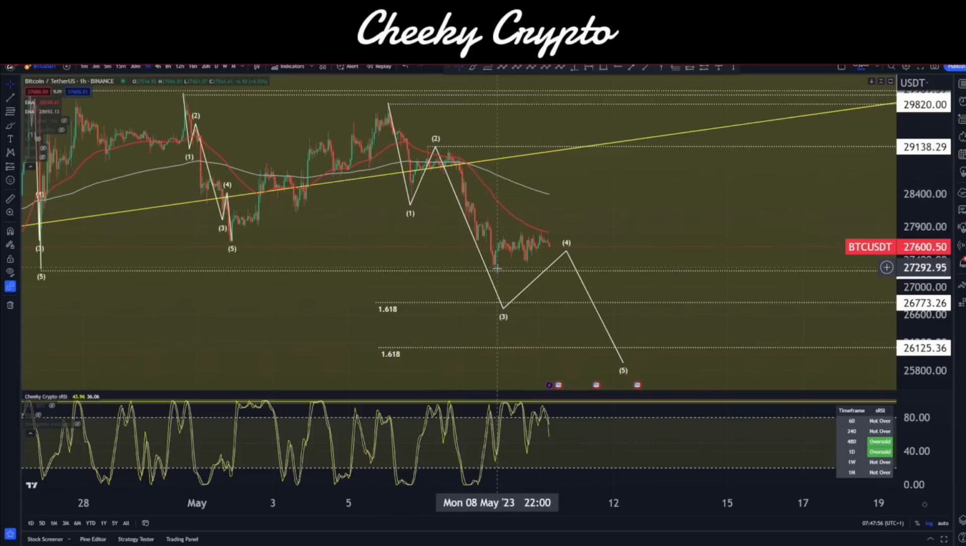Now, when we take a look at this, we haven't yet reached this level, and we have an interesting structure inside here already. So it's possible that we are in some kind of wave 4, just waiting for that next move to the downside to hit that 1.618. So keep a close eye on that.